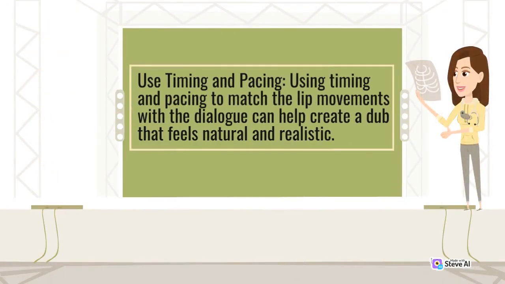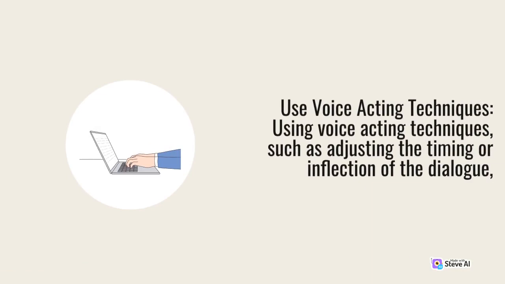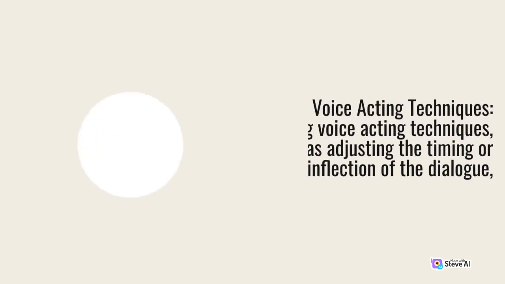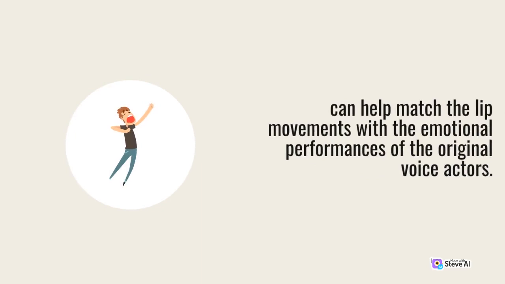Use timing and pacing. Using timing and pacing to match the lip movements with the dialogue can help create a dub that feels natural and realistic. Use voice acting techniques. Using voice acting techniques, such as adjusting the timing or inflection of the dialogue, can help match the lip movements with the emotional performances of the original voice actors.